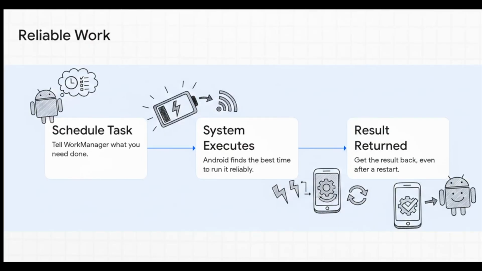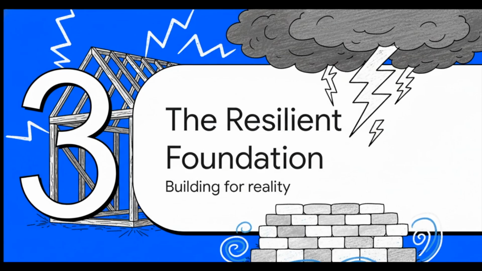And the process is beautifully simple. You just tell WorkManager what you need done, you schedule the task. Then the Android system itself finds the best possible time to execute it, thinking about things like battery life and network connection. And once it's done, the result is delivered right back to your app. Even if the user restarts their phone halfway through, WorkManager makes sure the job gets finished. It's awesome.